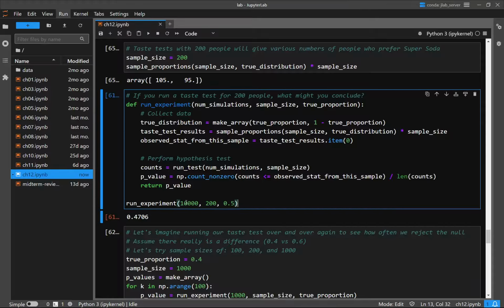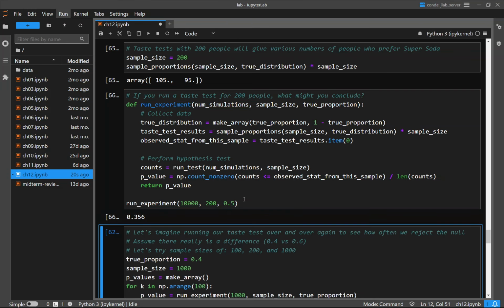If you do 10,000 simulations and your sample size was 200 and it really was a 50-50 split, how often would you assume that super soda was just as good? How often would you assume there was no issue with super soda? It's like half of the time.